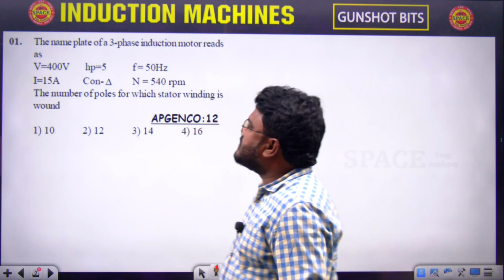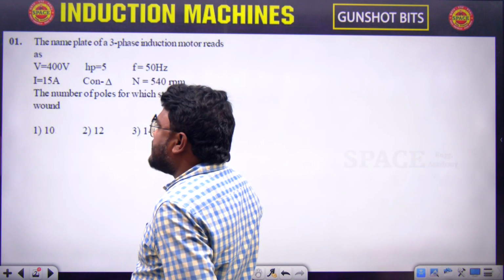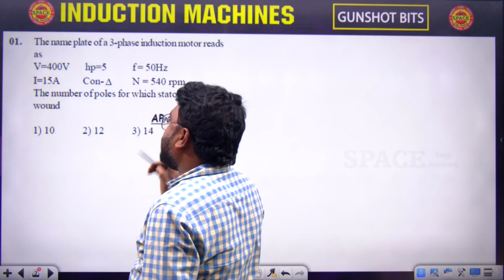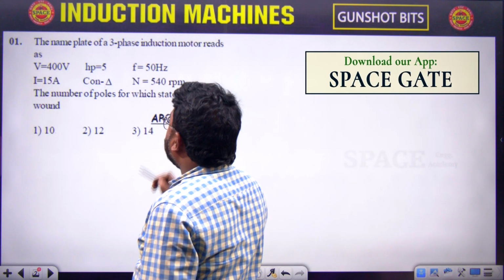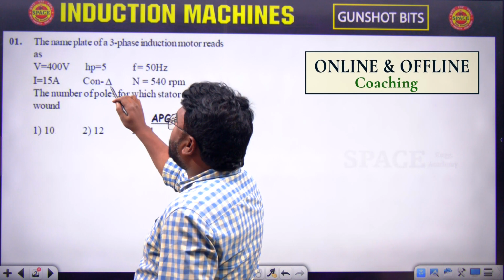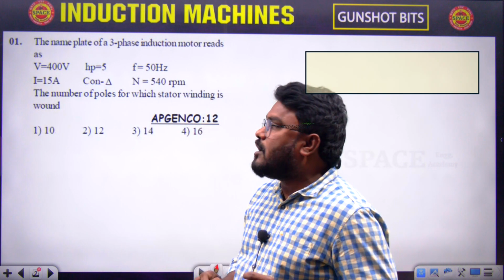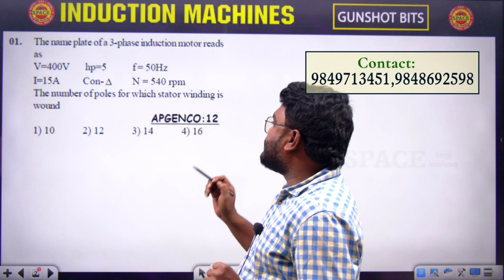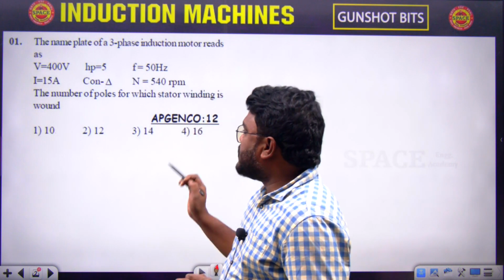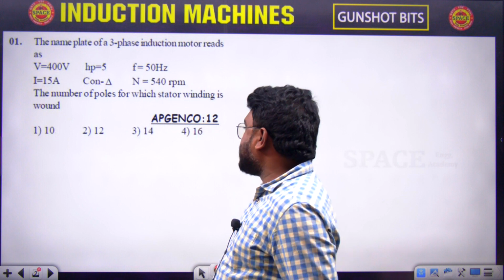The question 1 is: the nameplate of a 3-phase induction motor reads V equal to 400 volts, power rating 5 HP, frequency 50 Hz, current 15 amps, winding connection delta, speed of the motor 540 rpm. The number of poles for which the stator winding is wound is: option 1, 10; option 2, 12; option 3, 14; and option 4, 16.